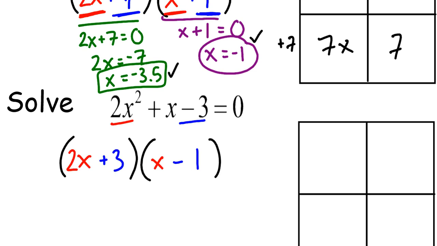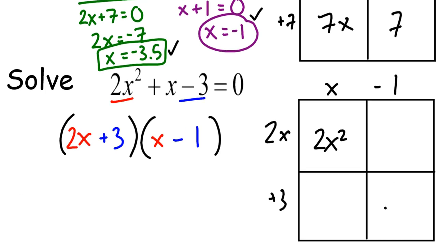Let's check and make sure that's right. 2x plus 3, x minus 1. 2x times x, 2x squared. That's what makes the red part. And then the 3 and the negative 1 makes negative 3. So my red part checks out, my blue part checks out. Now we need the middles to be right as well.